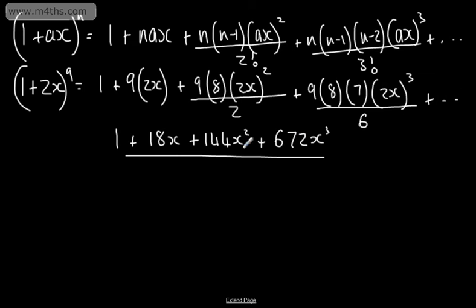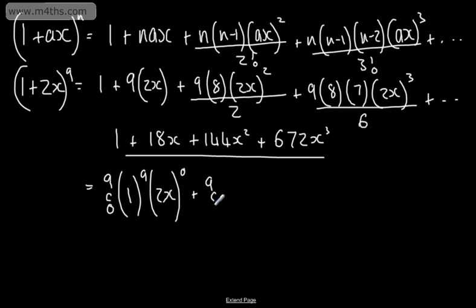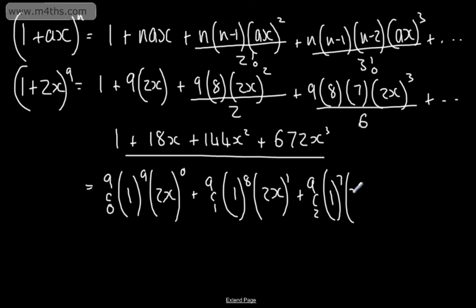Now, of course, we could have used the nCr method here. We could have said that this is going to be equal to 9c0, we'd have 1 to the power of 9, and we would have 2x to the power of 0. Then we'd have 9c1, with 1 to the power of 8, then 2x to the power of 1. Plus 9c2, we would have 1 to the 7th, and we'd have 2x, which we need to square.